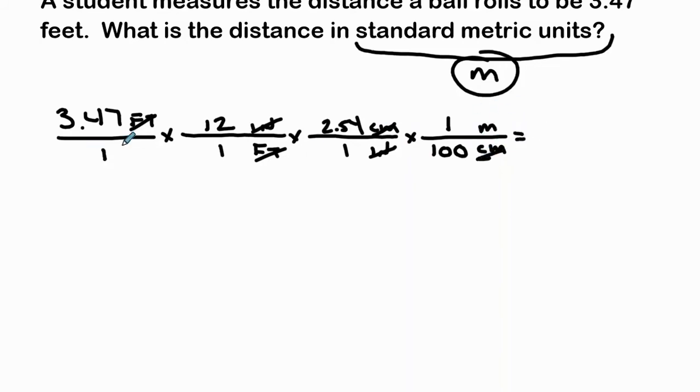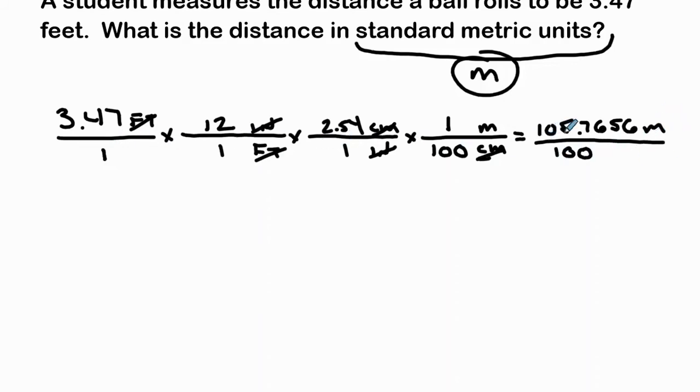Now it's just a matter of multiplying all the numbers. Across the top, it would be 3.47 times 12 times 2.54. My calculator says 105.7656. I won't round yet. Do I have a unit on the top? Yes, it's meters. On the bottom, 1 times 1 times 1 times 100, so I would just take 100. Are there any units on the bottom? No, that's good. The only unit I have left is meters.